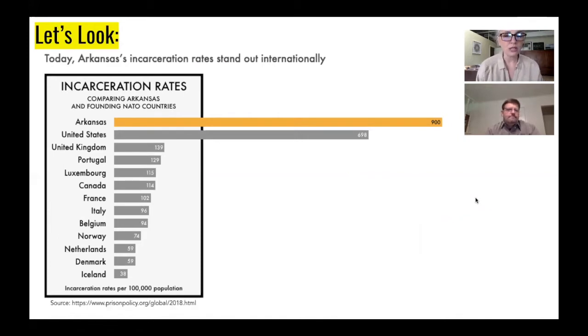So look at the data. You might pause here to kind of visually understand what's happening. We are comparing Arkansas incarceration rates to the NATO founding countries, okay? And what do you see, Mr. Bobby? I see an orange bar that is longer than every other bar for Arkansas. And Arkansas and the United States are so big they can't even be contained in the box. Okay. So, you know, arguably, this is actually bad statistics.